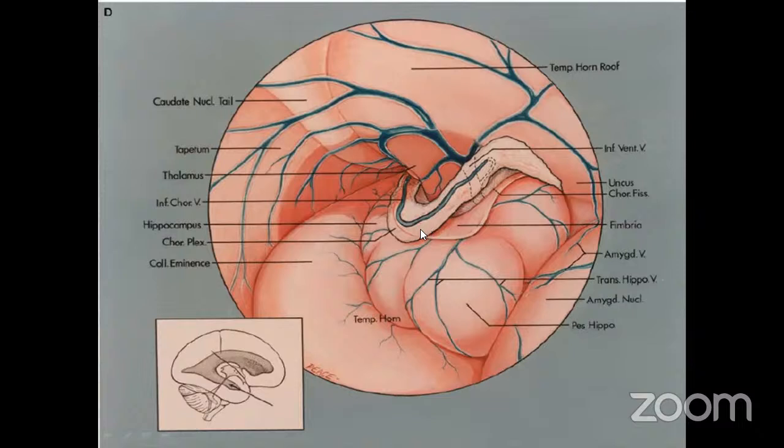We can see here the inferior ventricular vein, and it drains the roof of the temporal horn and receives the amygdalar vein from the ventricular surface of the amygdaloid nucleus. We can see the inferior choroidal vein, and it joins the inferior ventricular vein. We can also see the transverse hippocampal vein in this diagram, and it drains the floor of the temporal horn and passes medially through the choroidal fissure to enter the basal vein or its tributaries.